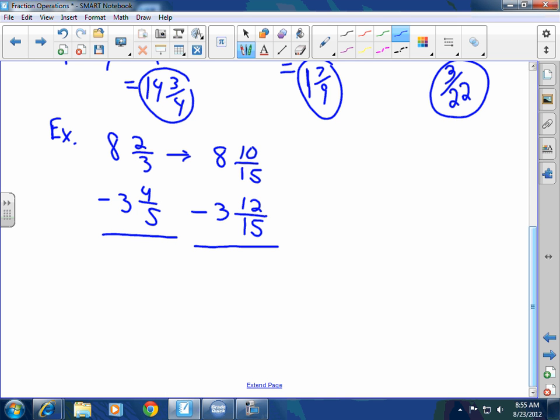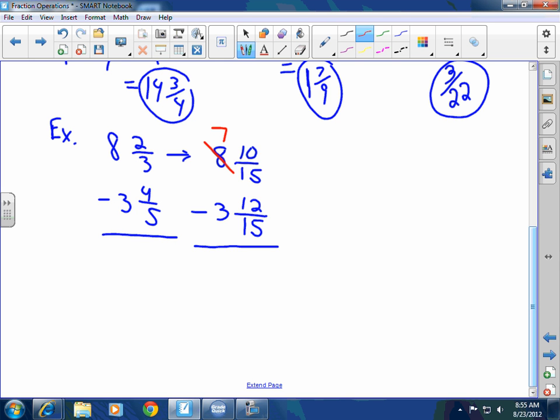But for right now, I have a whole number, so I can do something called borrowing, right? So what's going to happen is I'm going to borrow one whole value from the 8, making that a 7. Everyone with me so far?